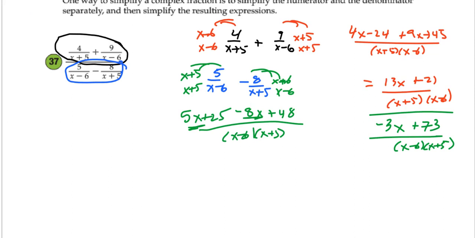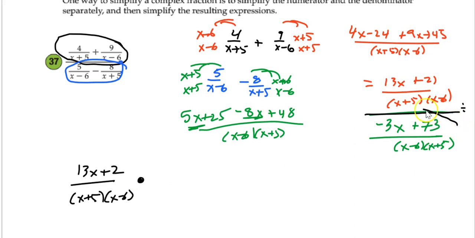Now it's a complex fraction. We dealt with those before. This is just a divide sign. So you just rewrite it. You get 13x plus 2 over x plus 5, x minus 6. Divided by, so I'm just going to skip a step here, right?